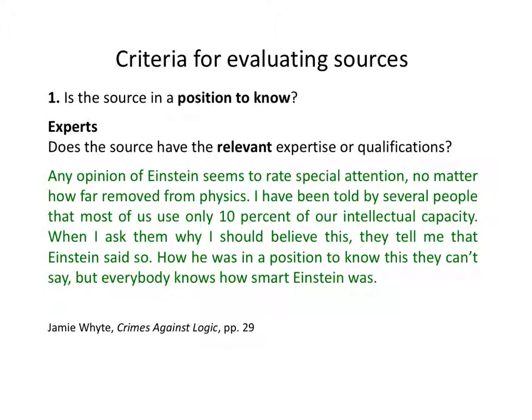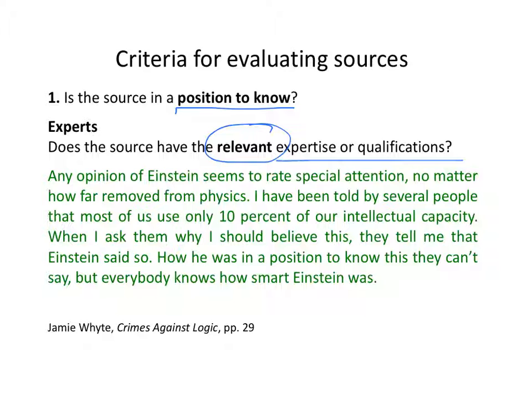So first, is the source in a position to know? In the case of experts, what this is asking is whether the source has relevant expertise or qualifications. The key word here, of course, is relevant. Not every expert is an expert in absolutely everything. And this is a common source of what people would sometimes call the fallacy of appeal to authority. It would be appealing to an authority who isn't really an expert in any kind of relevant field to the question under discussion.